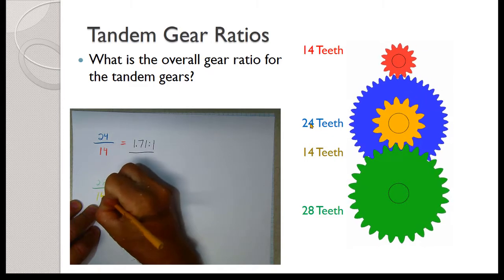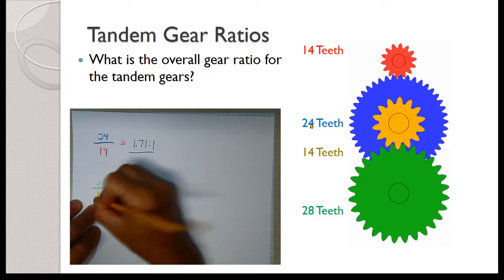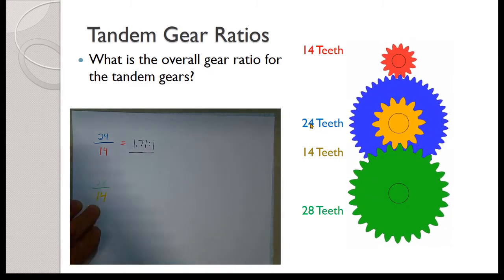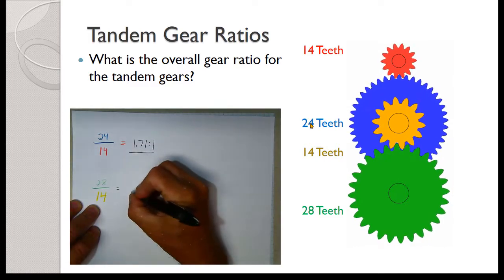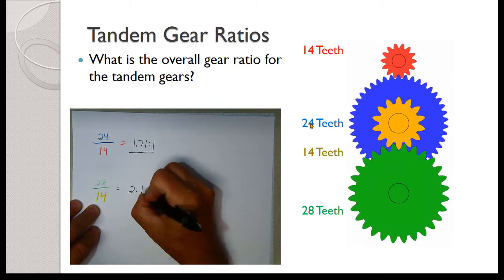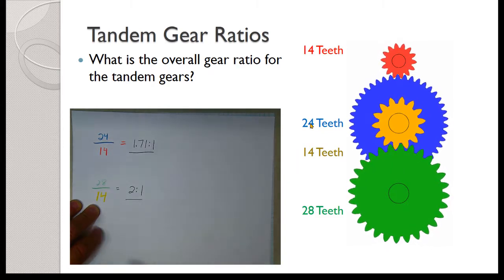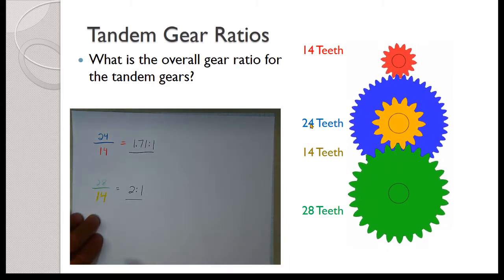That yellow might be a little bit hard to see. I'm going to make that nice and dark. And when you divide those two out, 28 over 14, that one's pretty easy. That turns out to be a 2 to 1 gear ratio. Or if you wanted to put 2.00 to 1, that would be fine.